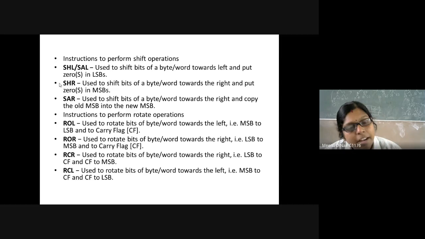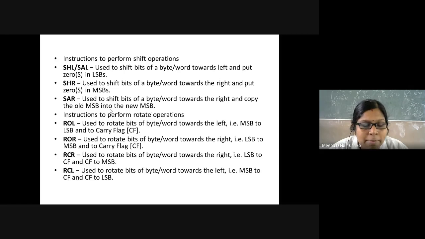Similarly, the SHR command. All the bits are moving to the right side. D7 is moving to D6, D6 is moving to D5, D5 is moving to D4, like that it is moving. And the last bit D7 is not having any bit. So what will you do? You will put 0 in the MSB bit. That is the SHR command.